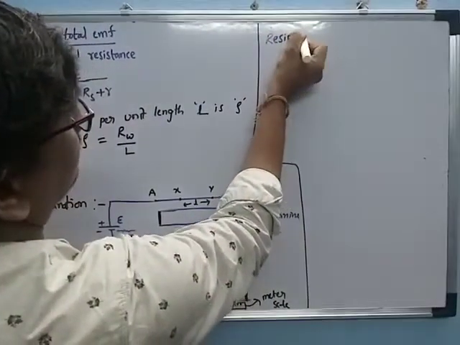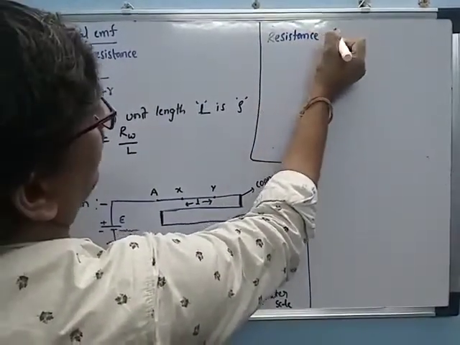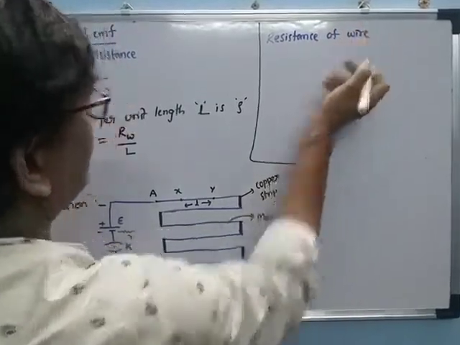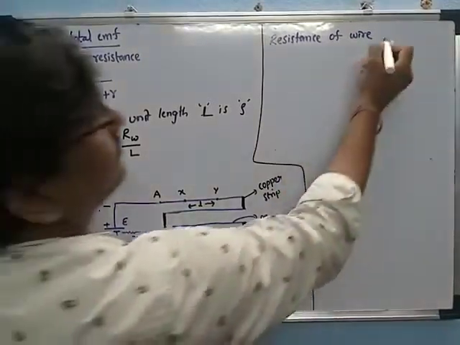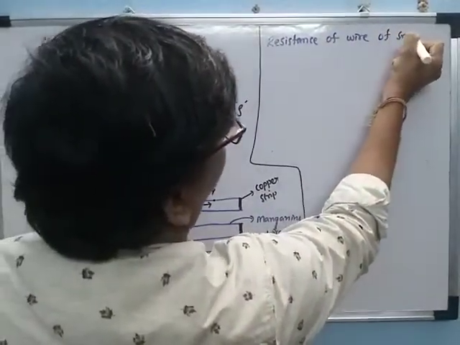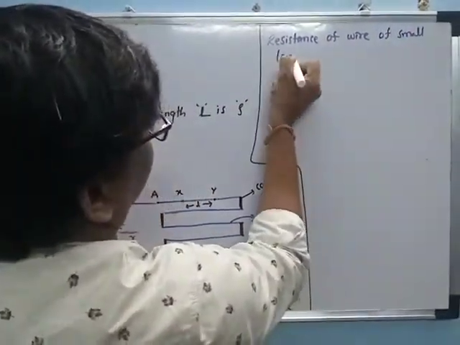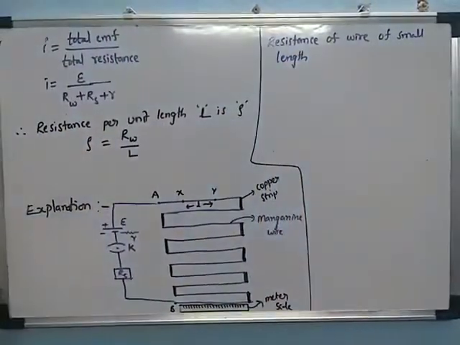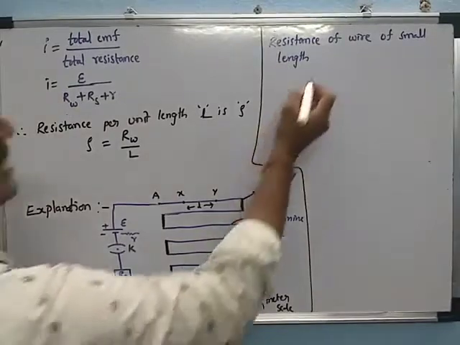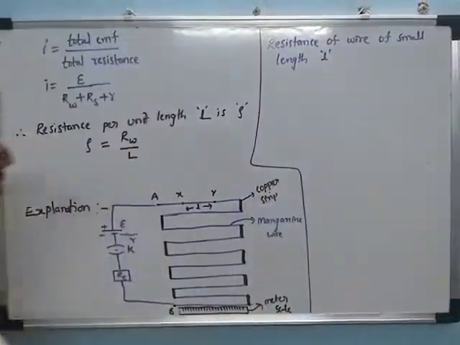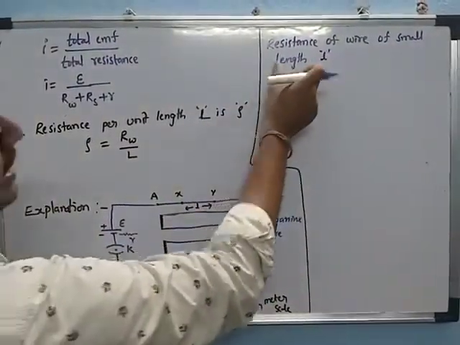Resistance of wire. Consider the resistance of a wire of small length. The small length is denoted by L.